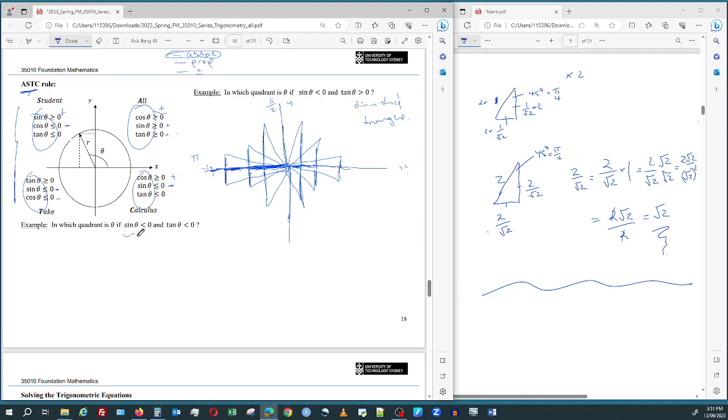Now, this one here, sine theta is negative. Tan theta is negative. Now, to get a negative tan, it's got to be a plus and a minus. So either sine's positive and cos is negative, or the other way around, because remember, tan's a quotient. So you've got to have that.